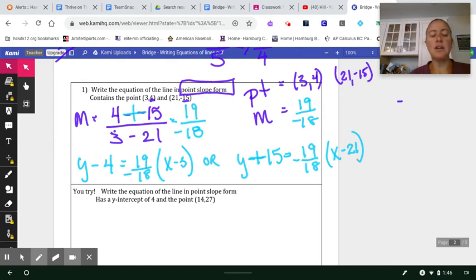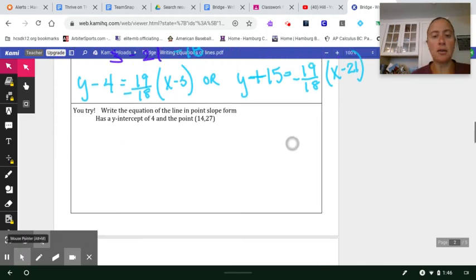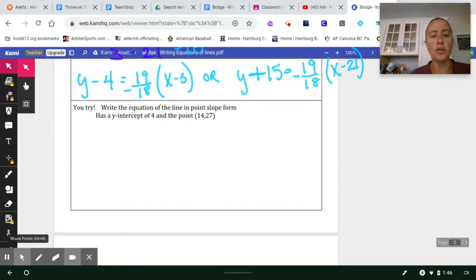Most of the time, we'll just leave it in point slope form, so it'll be pretty simple, I think. I'll give you a moment to try the second question, and then just turn it on and compare. I probably won't walk through all of it, but I'll give you a moment to read it. Write the equation of a line in point slope, so same idea. Oh, this one's worded differently. It has a y-intercept of 4 and goes through the point 14, 27.